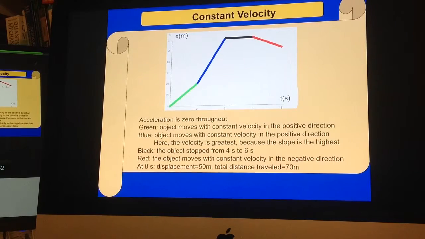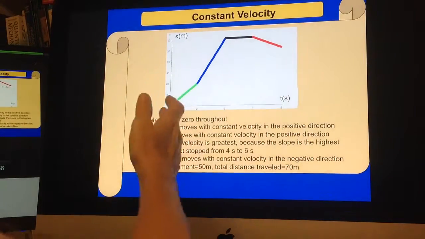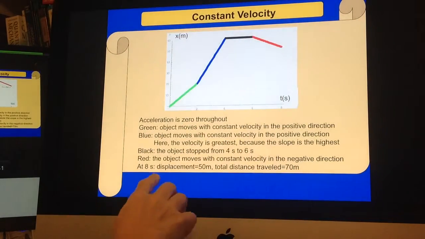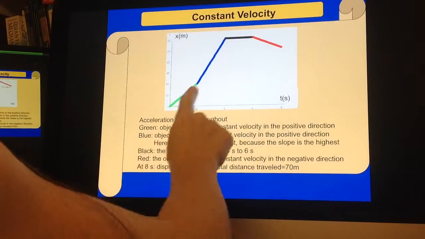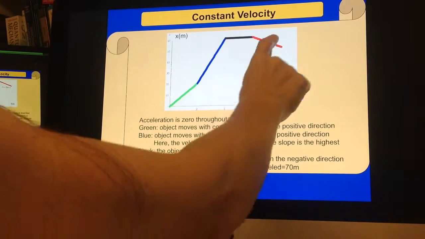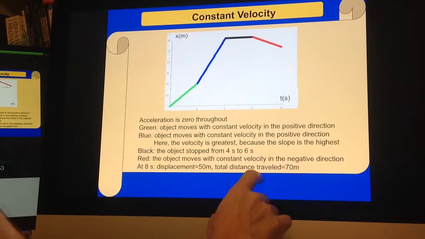Okay? If I compare after this whole trip, after 8 seconds, what is the displacement and what is the total distance? Remember, displacement is just the final position minus the initial. Final position is 50, my initial position is 0, so my displacement is just 50. How about the total distance traveled?